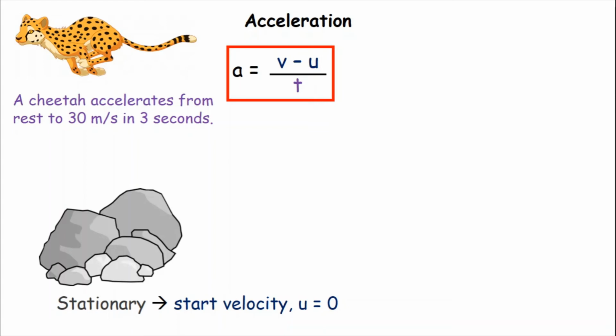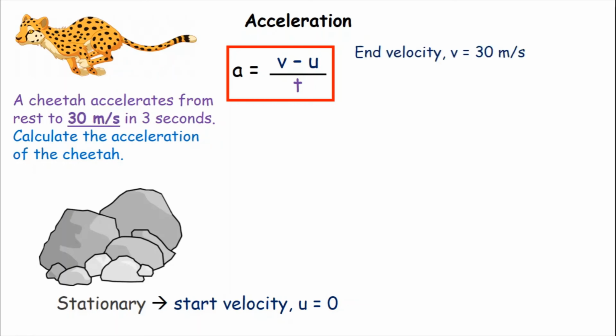A cheetah accelerates from rest to 30 meters per second in 3 seconds. Calculate the acceleration of the cheetah. So when looking at the question, we can see that the end velocity v is 30 meters per second and the time t is 3 seconds.